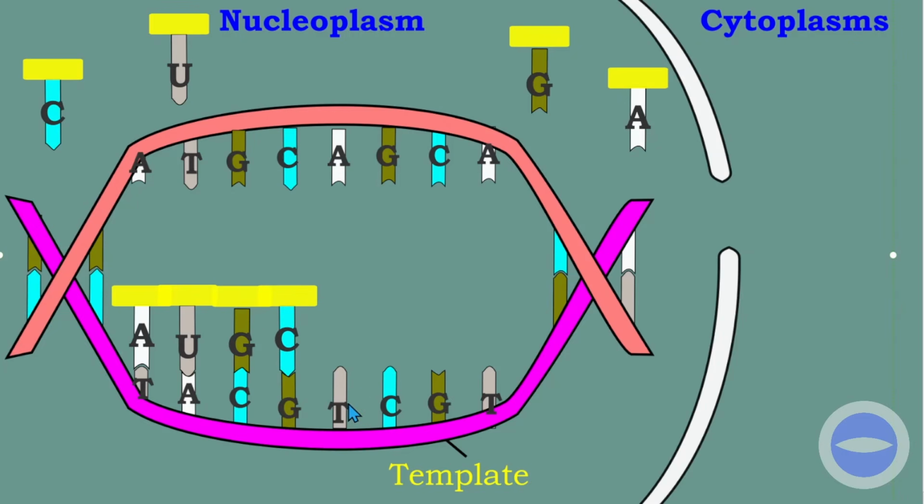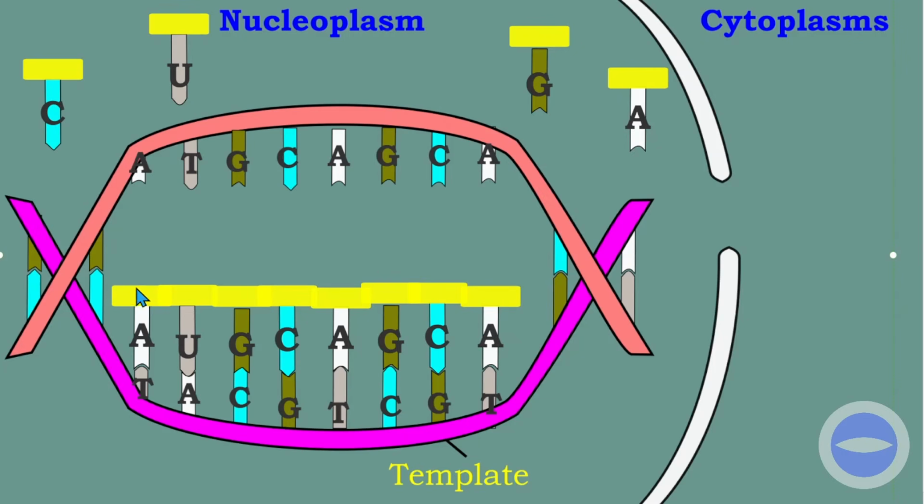And then here we've got thymine. Thymine pairs with adenine. And then here we've got cytosine. Cytosine pairs with guanine. And then we've got guanine. Guanine pairs with cytosine. And then you've got thymine. Thymine pairs with adenine. So here now we have built mRNA.